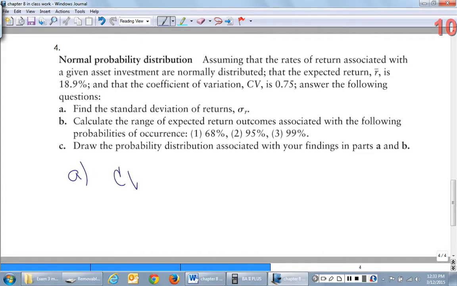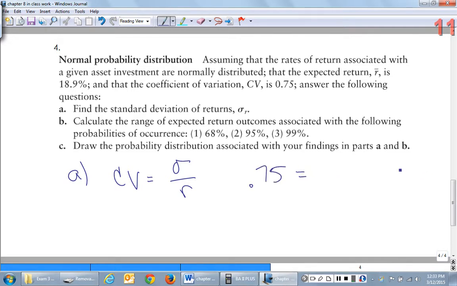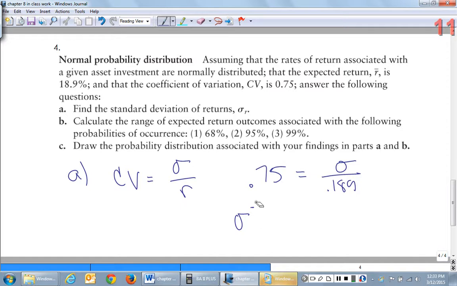We know that the coefficient of variation is equal to the standard deviation divided by the expected return. So we know 2 of these 3 components, and we can solve for the third. The coefficient of variation is 0.75, and the expected return is 18.9%. So what is the standard deviation? You simply multiply both sides by 18.9%. So standard deviation is equal to 0.75 times 18.9%, and that gives you 14.2%.